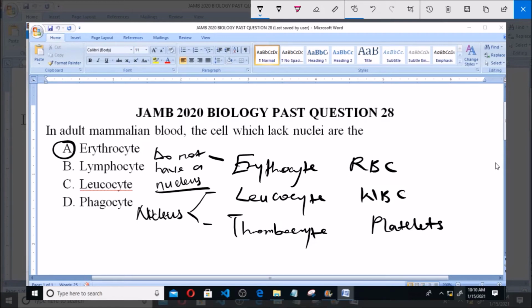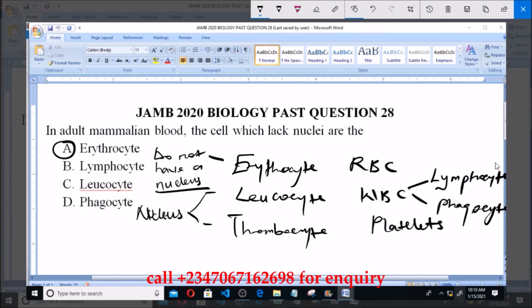Now option B here says lymphocyte. Lymphocyte is a type of leukocyte, so it is also a white blood cell, and therefore it has a nucleus. Phagocyte is also a type of leukocyte, that is a type of white blood cell, and also has a nucleus. Then leukocyte is the general name for all white blood cells, but lymphocyte and phagocyte are examples of leukocytes, white blood cells. They have a nucleus.